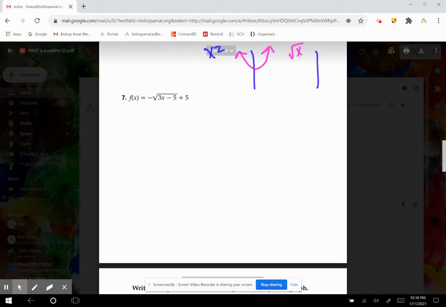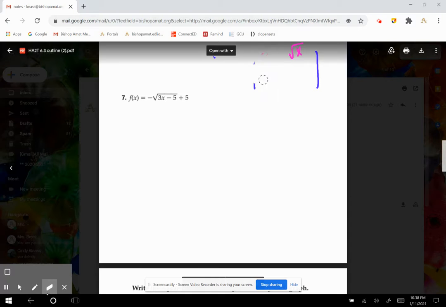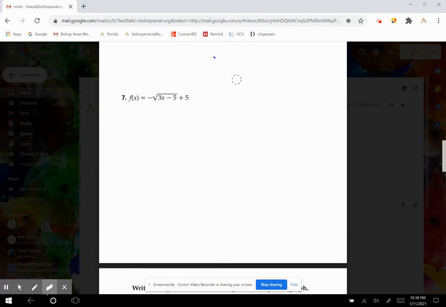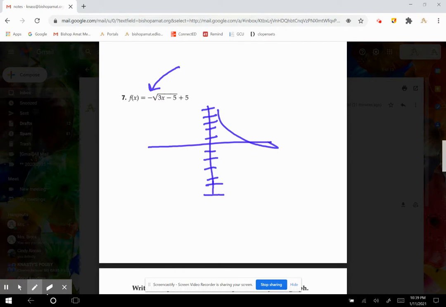Okay, let's look at number 7 here. Number 7 is definitely something you want to practice using your calculator. We're not going to graph it right now. But because that's negative, your graph will be going downwards, going just down this way. This isn't going to be accurate. Your graph is going to look something like this. But again, just practice that on your calculator and make sure you can get a graph that's upside down.